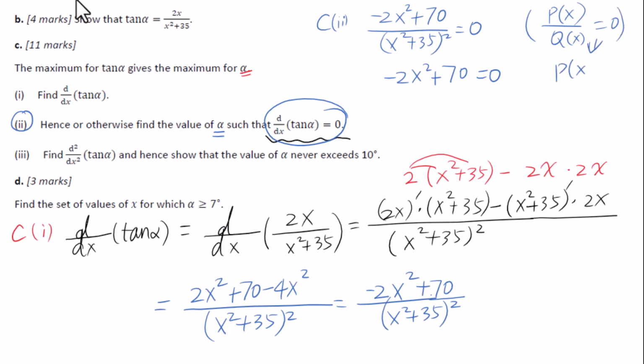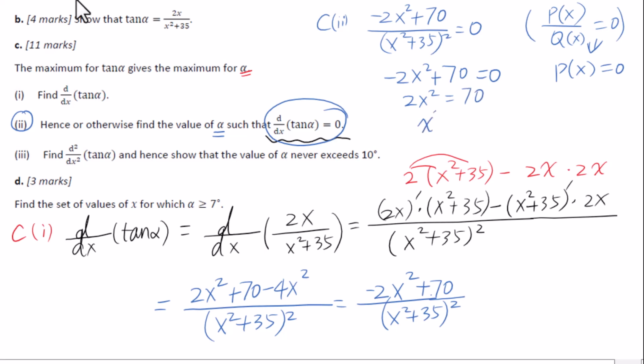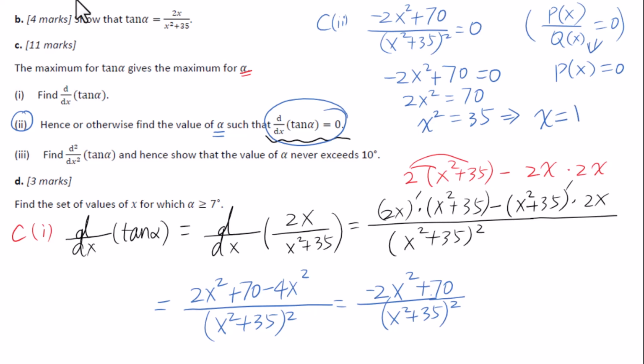Derivative of tangent alpha equals 0 means negative 2x squared plus 70 over x squared plus 35 squared equals 0, which means negative 2x squared plus 70 equals 0, because p of x over q of x equals 0 means p of x equals 0. Then 2x squared equals 70. X squared equals 35. X equals square root of 35. Because x is the distance, it must be positive.